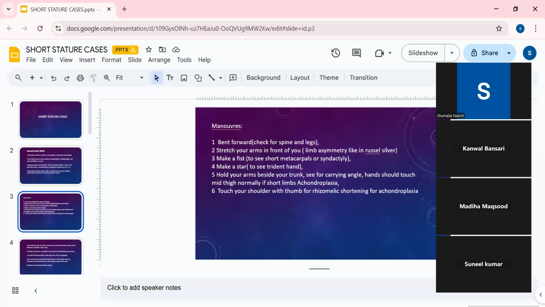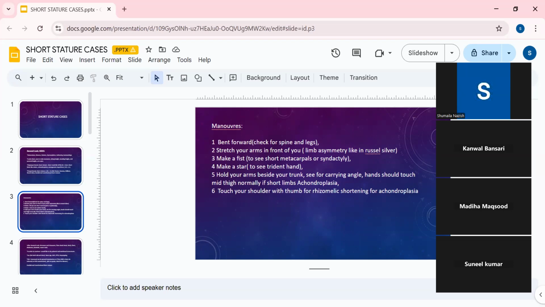So first, you will ask him to bend forward, okay? You can even ask him to touch the floor if he can, okay? At this point, you will see the spine, and you will check the legs, okay? There could be any kyphosis, scoliosis, any other deformity, okay?